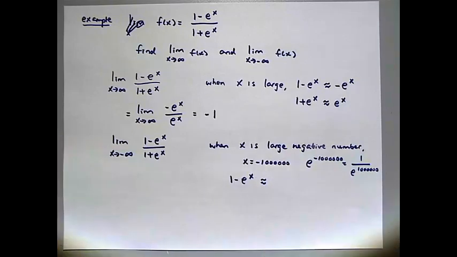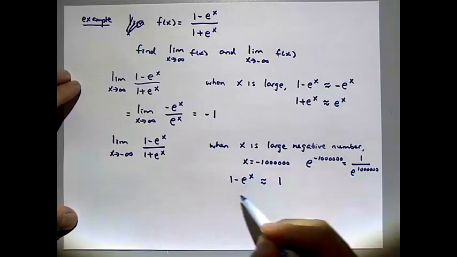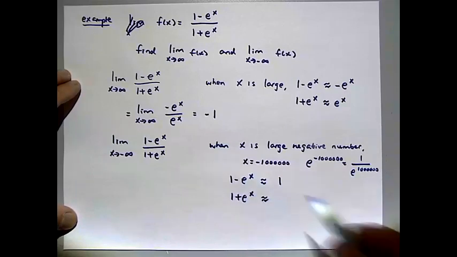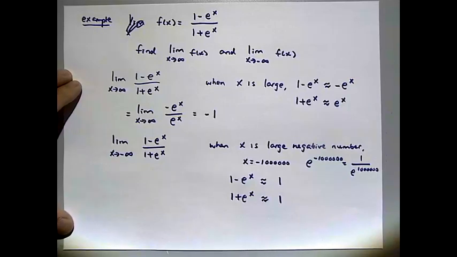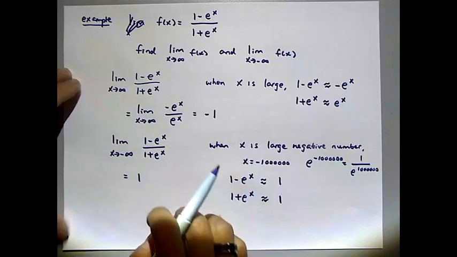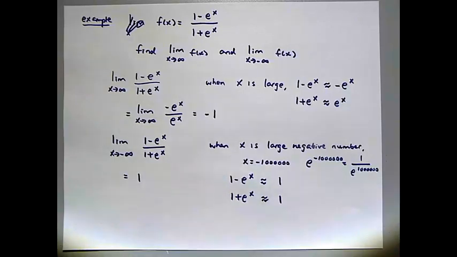Okay, so what's 1 minus e to the x roughly equal to? 1, yeah. What's 1 plus e to the x roughly equal to? 1, absolutely. So the limit right here is going to be 1. So we have y equal to minus 1 as the horizontal asymptote to the right, and y equal to 1 as the horizontal asymptote to the left.